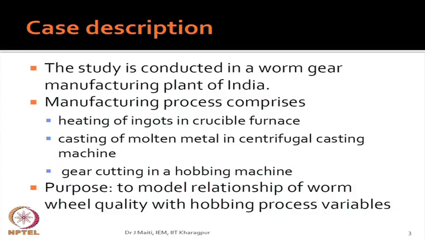The study was conducted in a worm gear manufacturing plant of India. Manufacturing process comprises heating of ingots in crucible furnace, casting of molten metal in centrifugal casting machine, gear cutting in a hobbing machine. The purpose of this case study is to model the relationships of worm wheel quality with hobbing process variables.